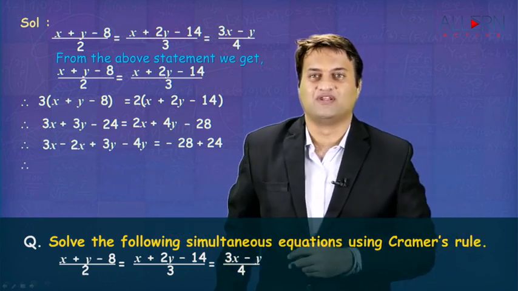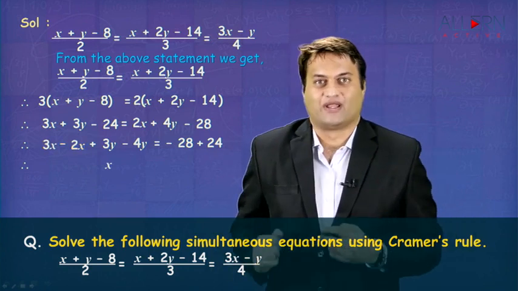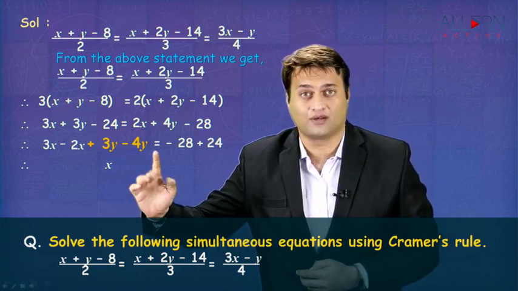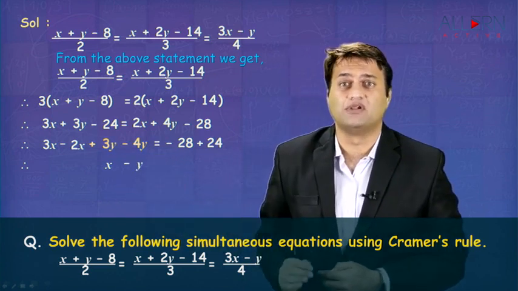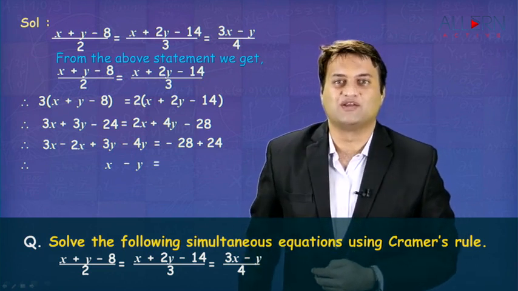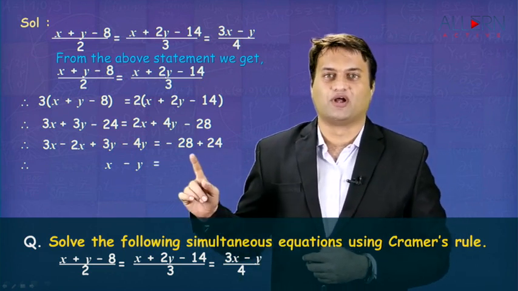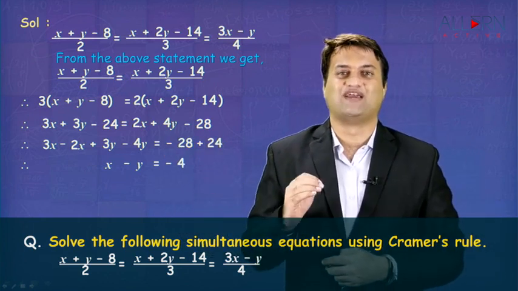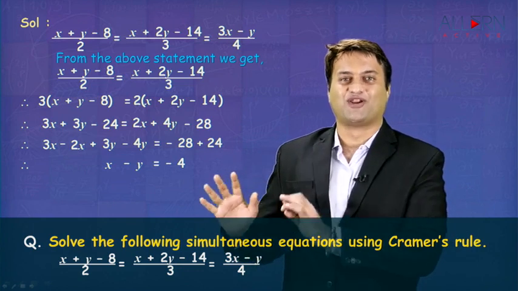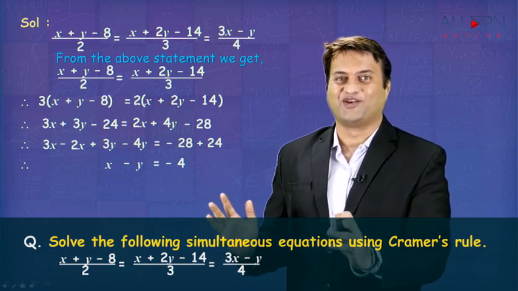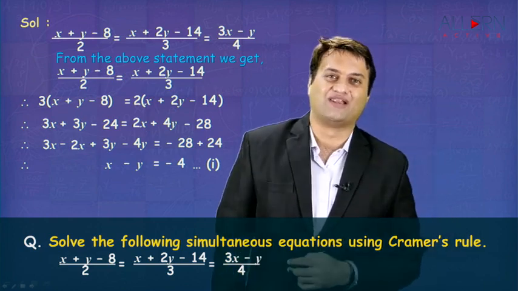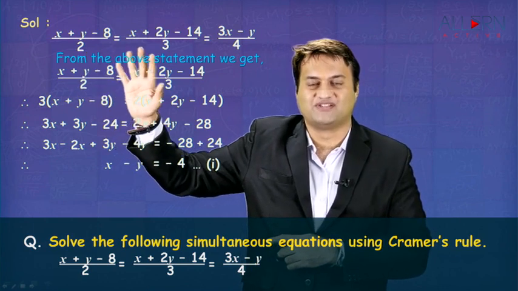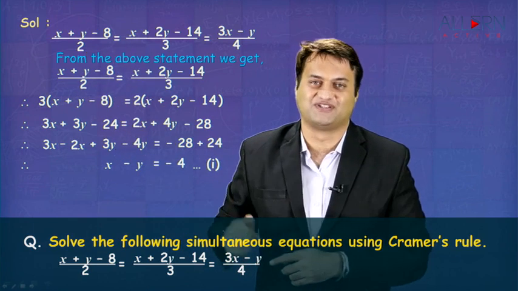Now 3x - 2x is 1x, and 3y - 4y, because the bigger number is with a minus sign, will be -1y, is equal to -28 + 24. Again the bigger number is with the negative sign, so it is -4. So x - y = -4. We get our simple equation in the required form. Let this be equation number 1. So you all understood, we considered the first possibility, that is the first ratio is equal to the second ratio, simplified it, and we got our first equation.